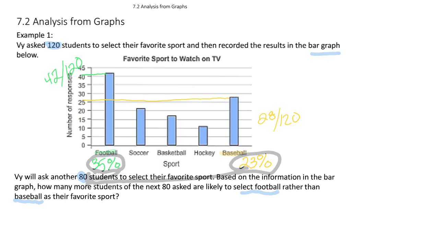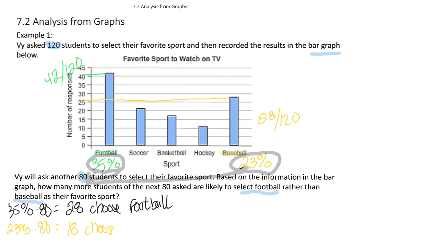So 35% of 80 is 28. So that means 28 people will choose football. Okay, and again, we did that by doing 35% times the 80 people. And then we have 23% times the 80 people. And that's going to give us roughly 18. Well, we can make it 19. 19 will choose baseball.